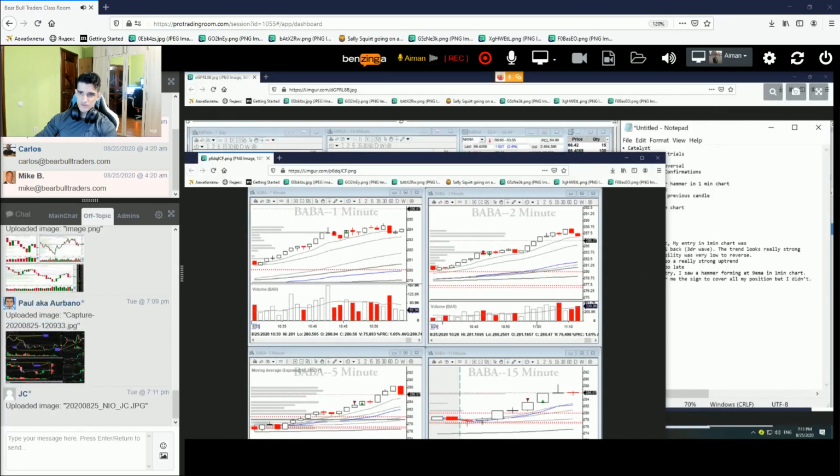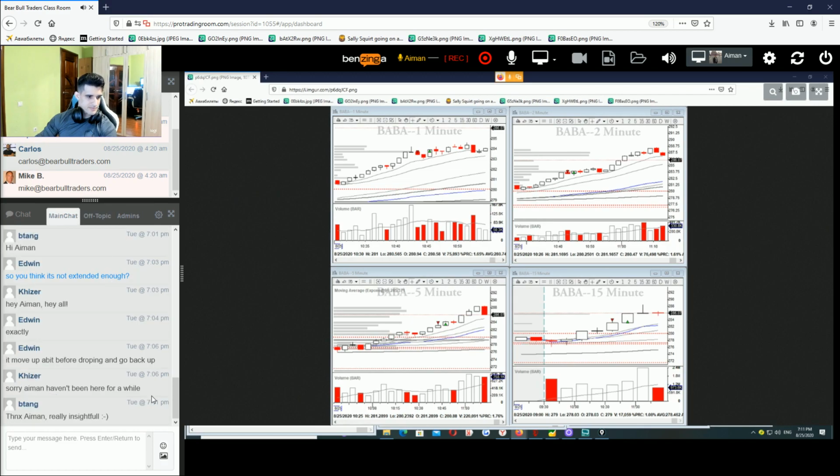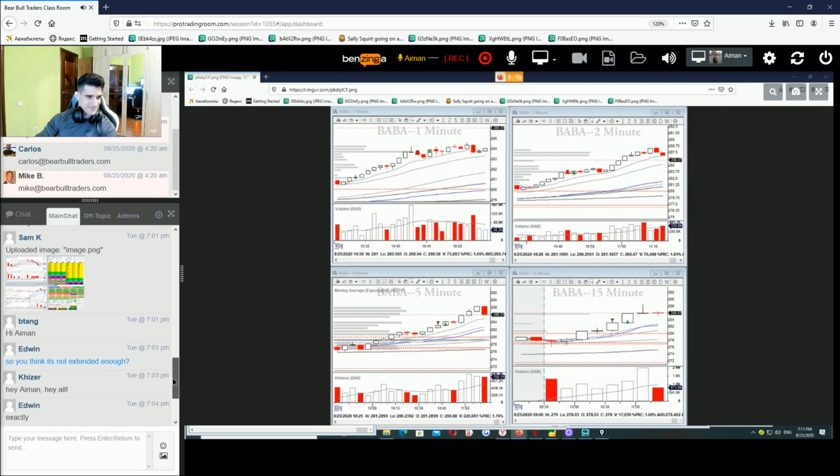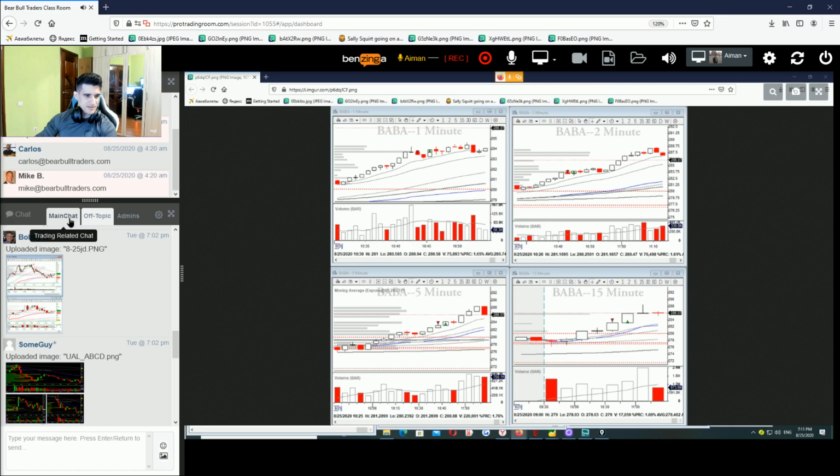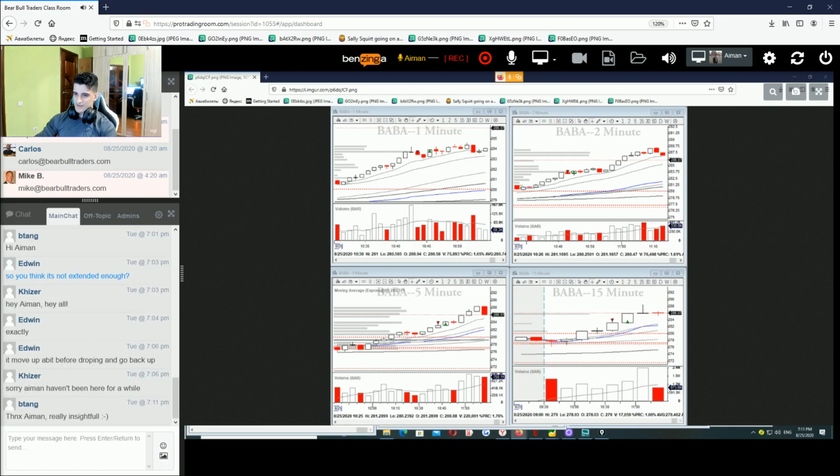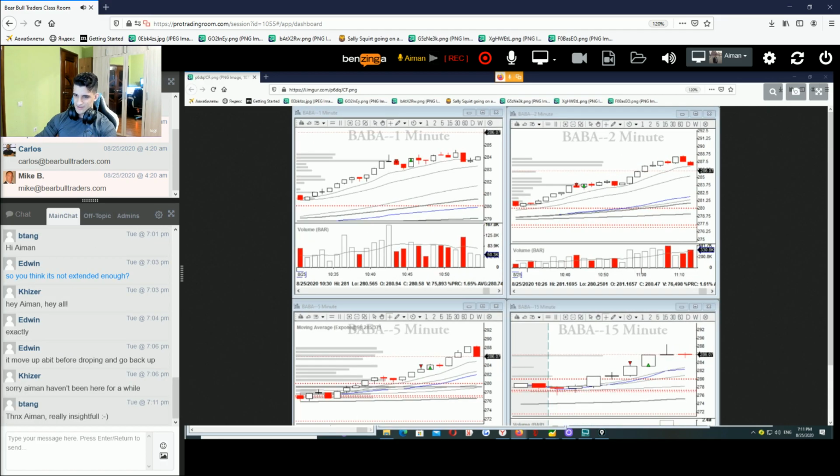BMAC, let's see what you did. You're welcome. So BMAC traded BABA, and you traded BABA again for a parabolic reversal right there. Looking at this, let's see the 5-minute chart.